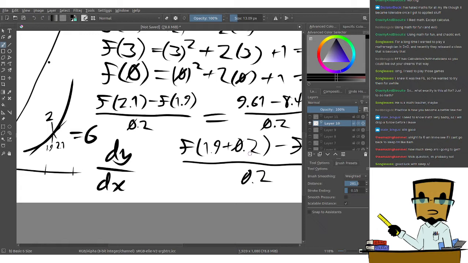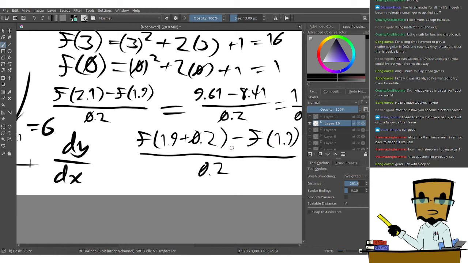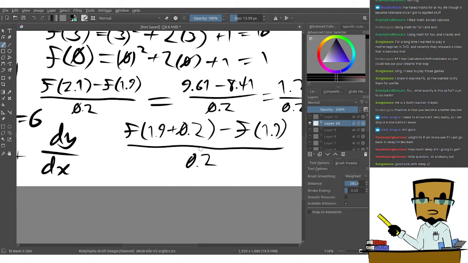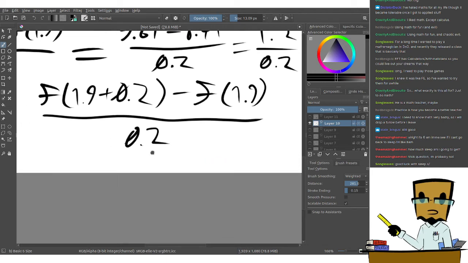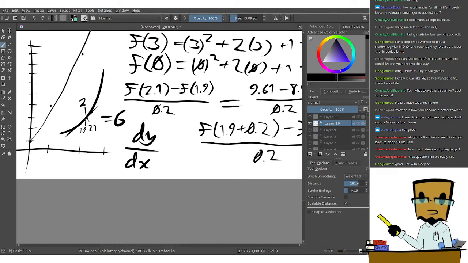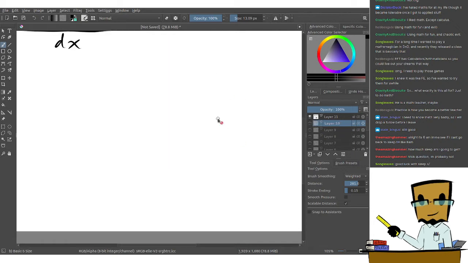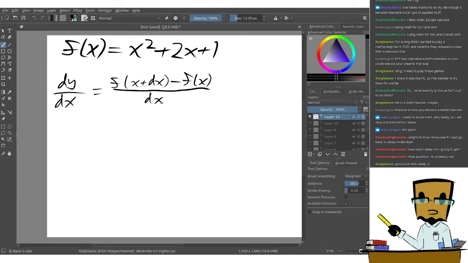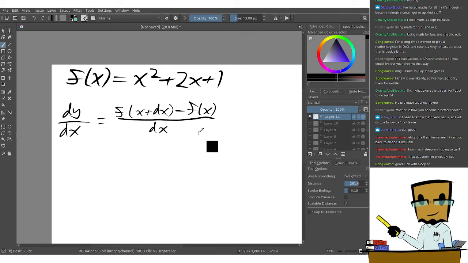So 0.2 was the change in x, and 1.9 was our starting position. So we took, I guess, where x was at 1.9. So we solved the equation for 1.9, and then we found out how quickly it moved up for the answer at 2.1. So let's solve that for, I guess, a more general, more proper use.